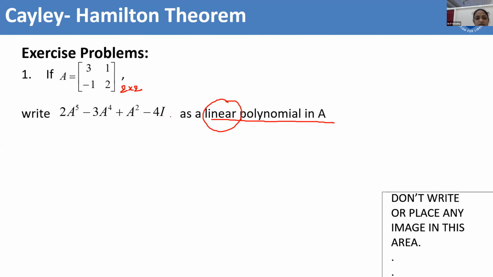Same procedure you can follow, by using the Cayley-Hamilton theorem. What is the Cayley-Hamilton theorem statement? Every square matrix satisfies its own characteristic equation. So how to find the characteristic equation? By using the formula det of A minus lambda I equal to 0. So all of you do that problem and tell me what is the answer. Do it fast.